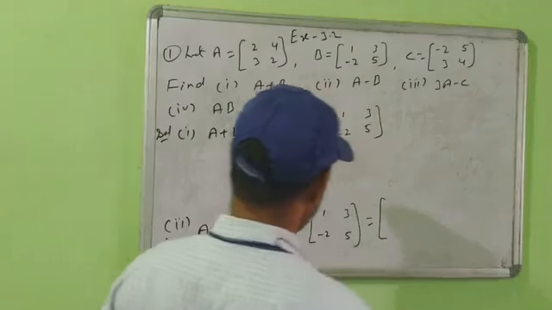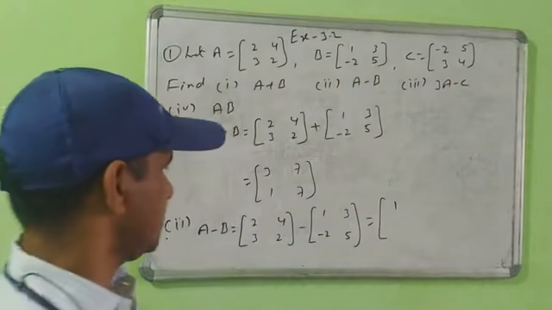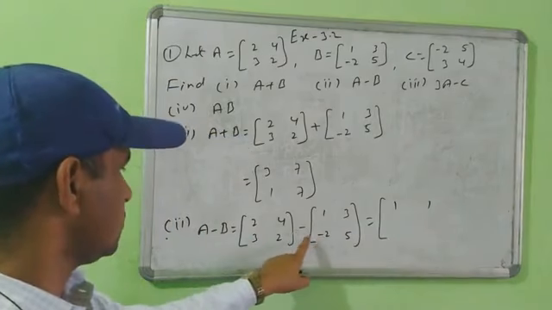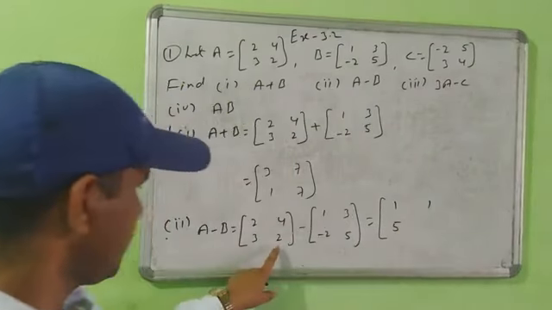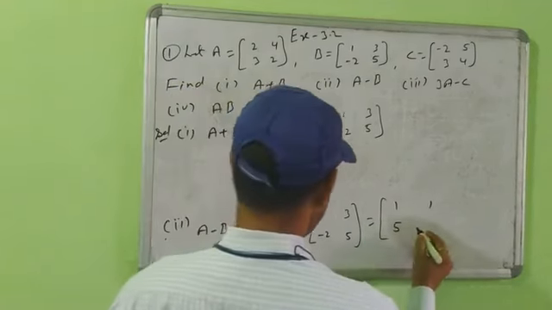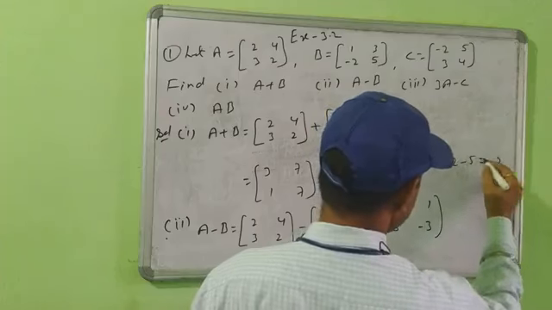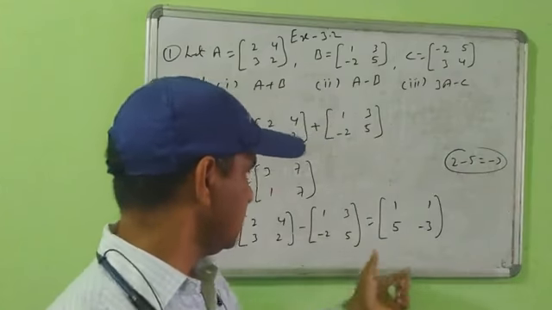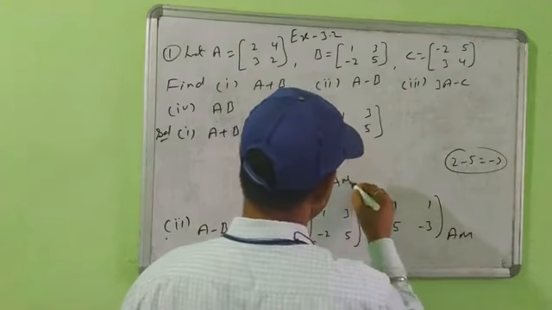What is the result here? 2 minus 1 is 1, 4 minus 3 is 1, 3 minus minus 2 is plus, so 3 plus 2 is 5, and 2 minus 5 is minus 3, according to the integer rules. So this is your final answer, A minus B. This is your result of A minus B.